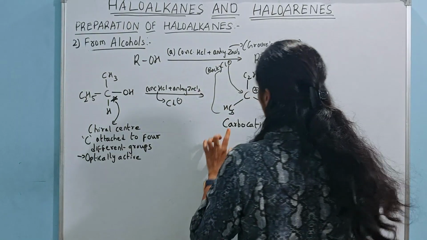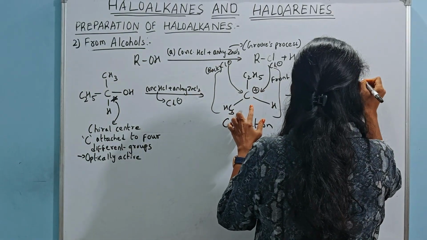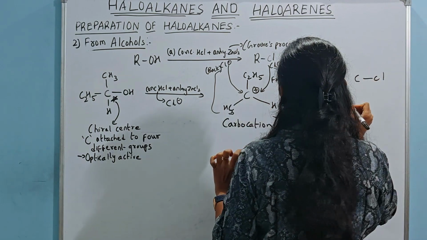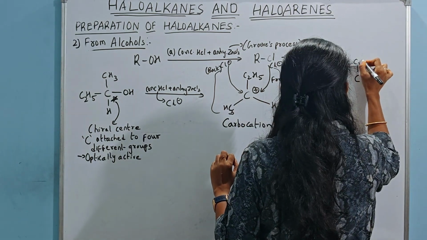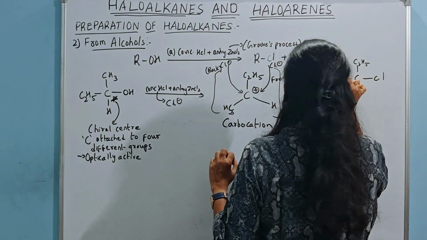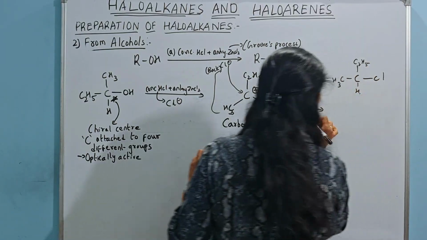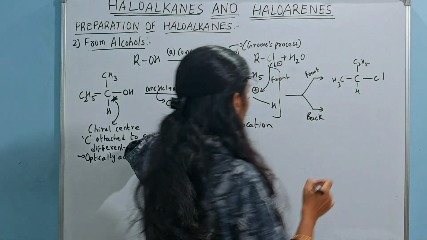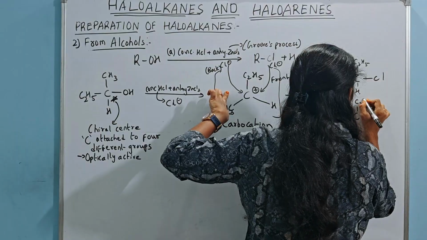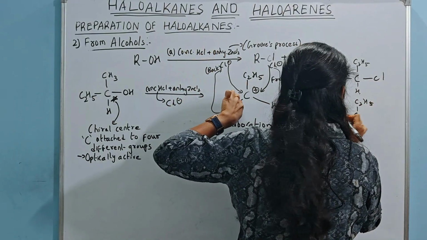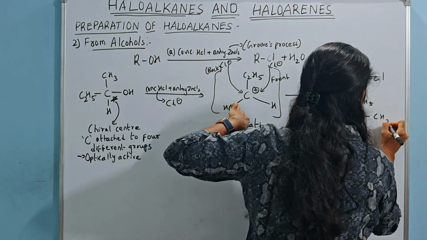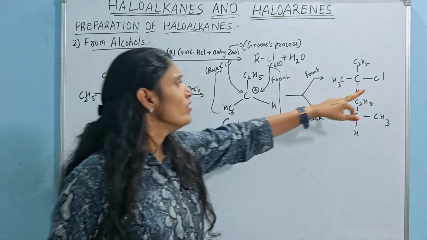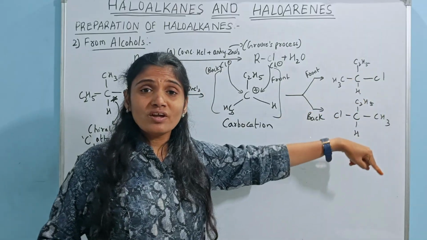When the attack is from the front side, your Cl will come here, and I will write the remaining groups here, C2H5, CH3, H. Now when the attack is from the back side, what will be the product formed here? C2H5. Because the attack is from the back side, Cl will be here, CH3 will be here, and H will be here. Now, which one is the retention product and which one is the inversion product?